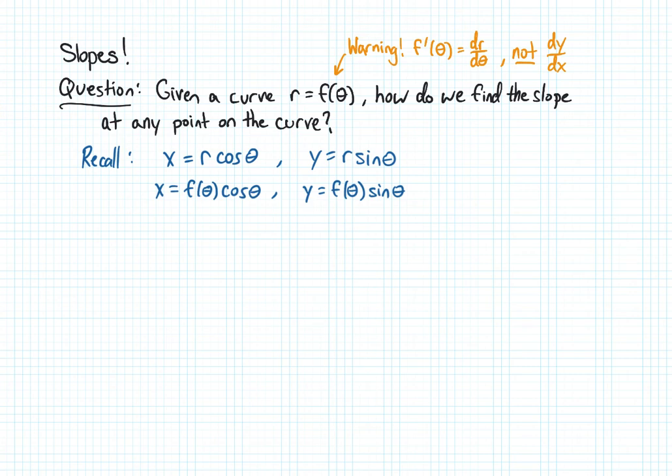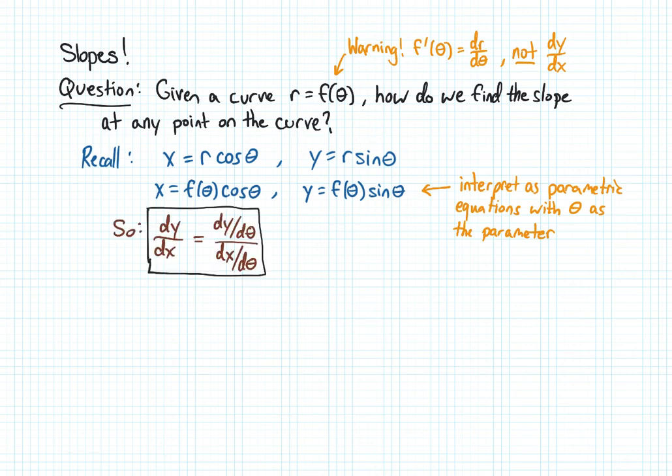So if we have this equation for the curve, r equals f of theta, we can substitute that in so that we can express x and y purely in terms of theta. And we can interpret those equations as being parametric equations for x and y as a function of theta. So theta is the parameter. And that means that we can use the formula that we already know for the slope of a parametric curve. And that formula in this case is dy dx is dy d theta over dx d theta.